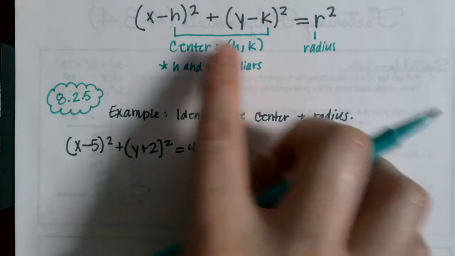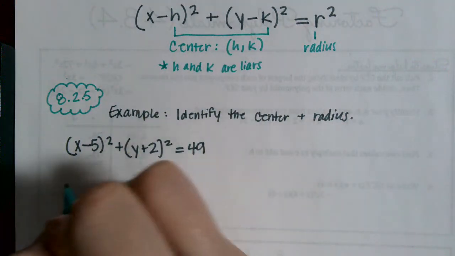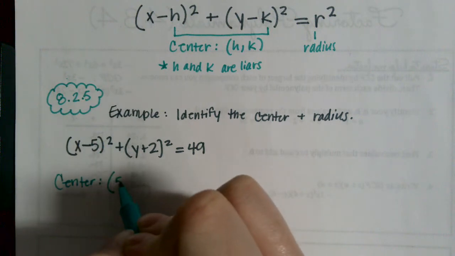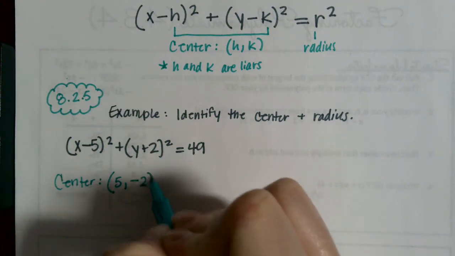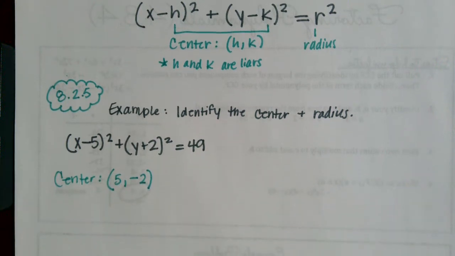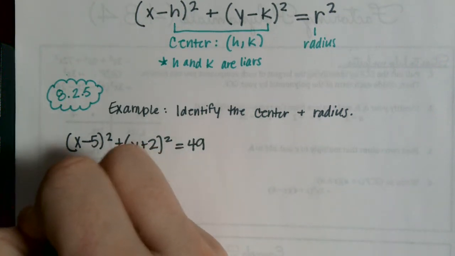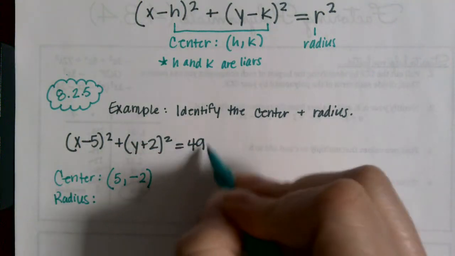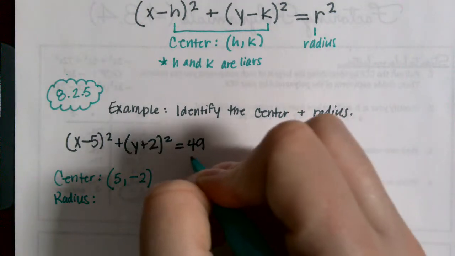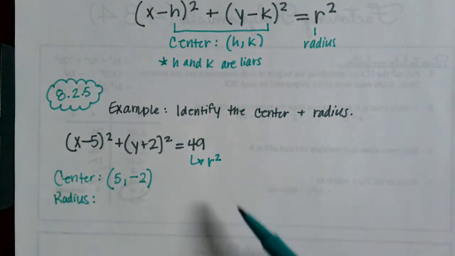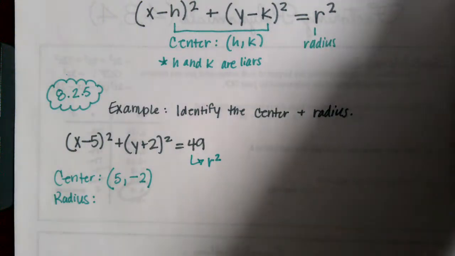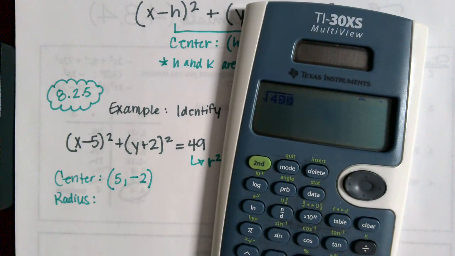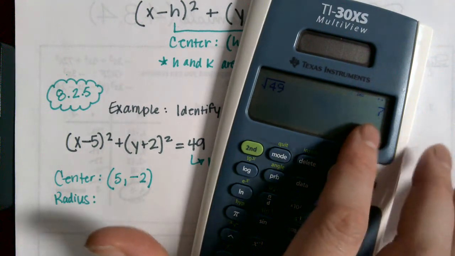Our center is going to be h and k, but they're opposites. So my center is, instead of minus 5, plus 5, and instead of plus 2, minus 2, the opposites of what we have in the equation. And then the radius is this piece, but this is r squared. To undo that square, we need to square root to find the actual radius. So I need to do the square root of 49 to get 7 as my radius.